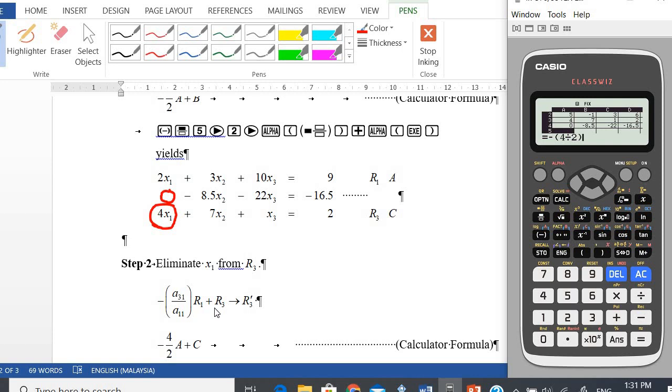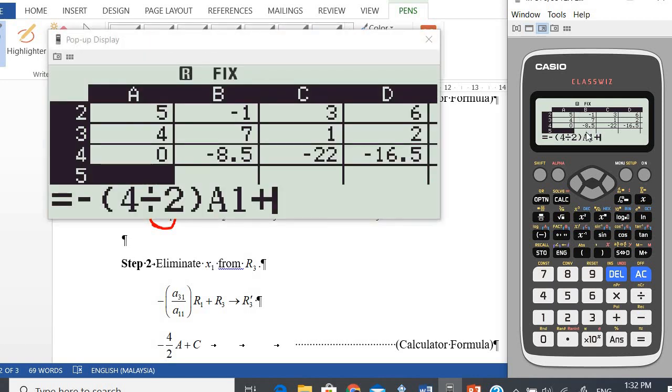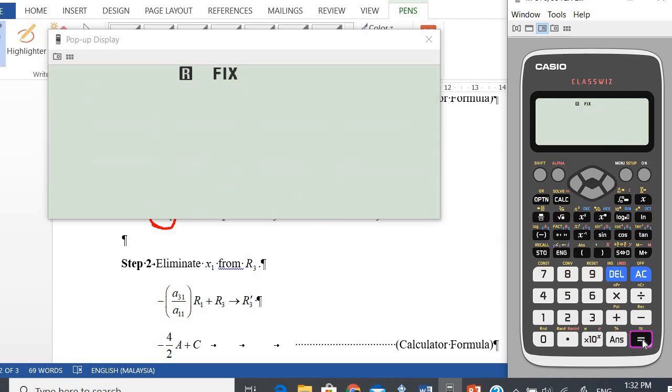multiply row 1 in column 1, which is stored in A1, so alpha A1, plus row 3. Sorry, I should make it bigger. Row 3, which is alpha A3. So negative 4 over 2 here in the spreadsheet will be A1, plus row 3, which is stored in cell A3. Then you press equal.